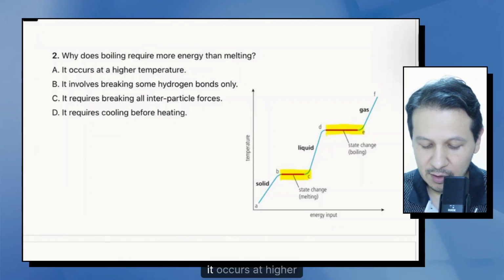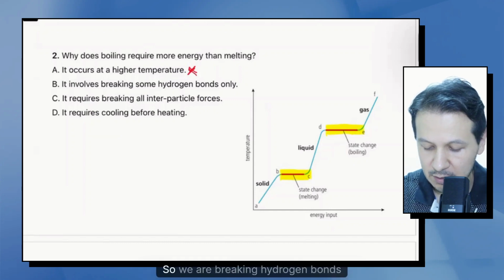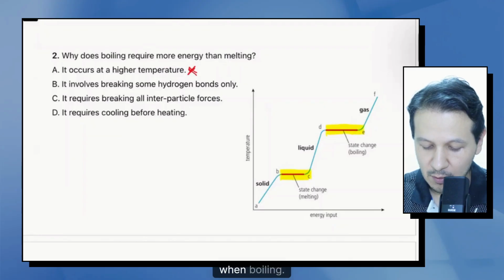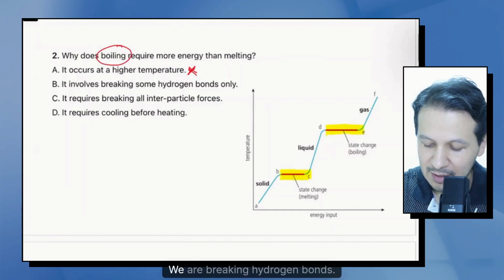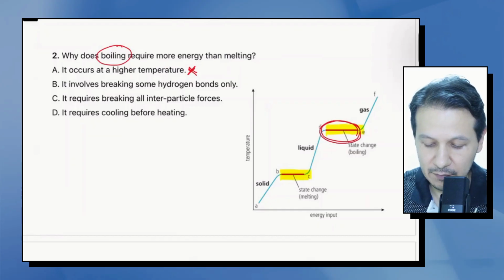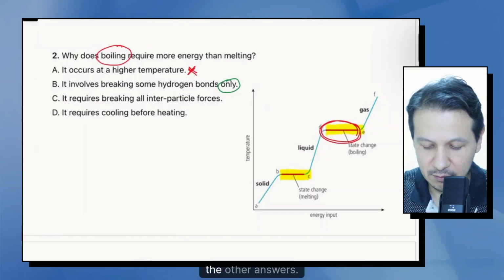It says it occurs at higher temperature. Is that the reason? I don't think that's the reason for the difference in energy. It involves breaking some hydrogen bonds. So we are breaking hydrogen bonds when boiling. Why does boiling require more energy? Here we have boiling. We are breaking hydrogen bonds, intermolecular forces. Okay, this could be good. But it says only. Mm, there could be more intermolecular forces. Let's see the other answers.